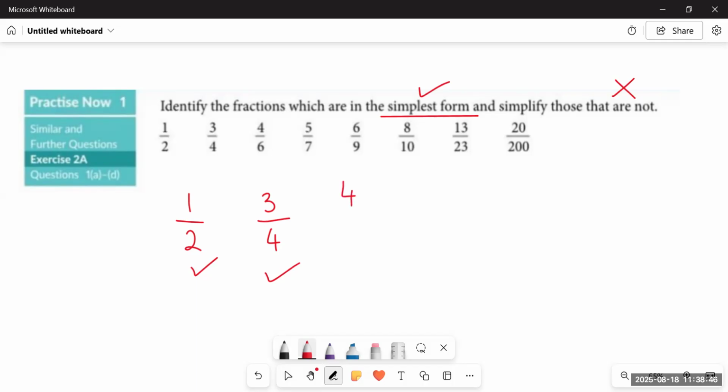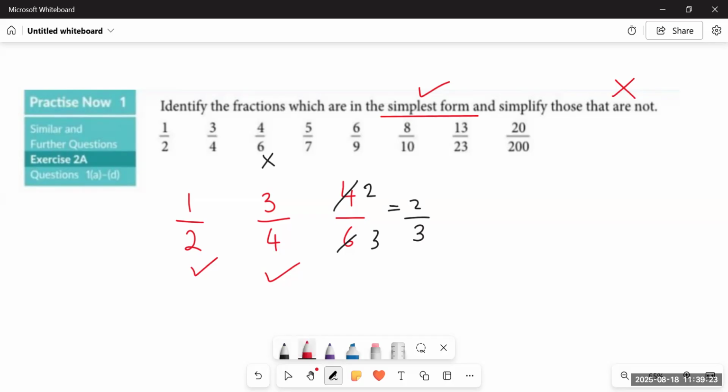Then 4 by 6. Yes, 4 by 6 is not in its simplest form because we can simplify it by dividing each of them by 2. 2 2s are 4, 2 3s are 6. So it can be simplified further into 2 upon 3 because both of them are divisible by 2. Both of them are even numbers. So remember, students, if you have a fraction where the numerator and denominator are both even numbers, they can be simplified further by at least 2. Okay, so the third one is not in its simplest form.